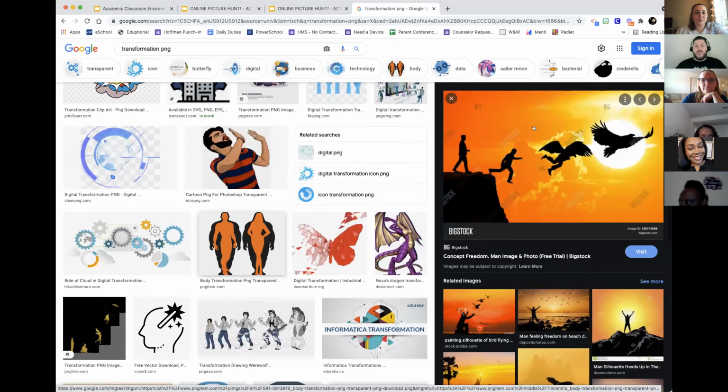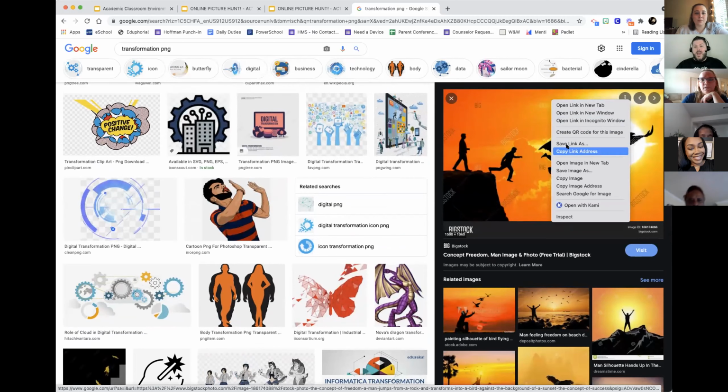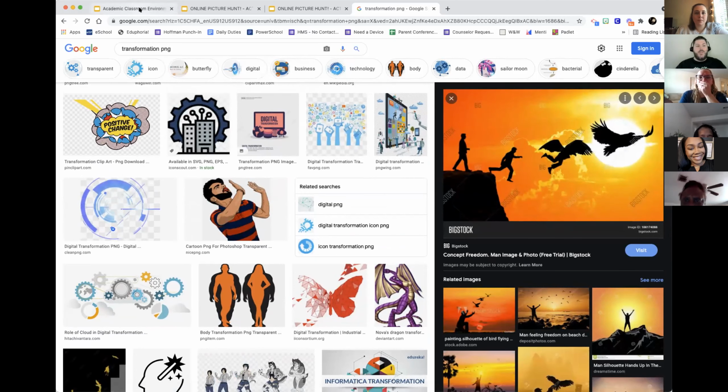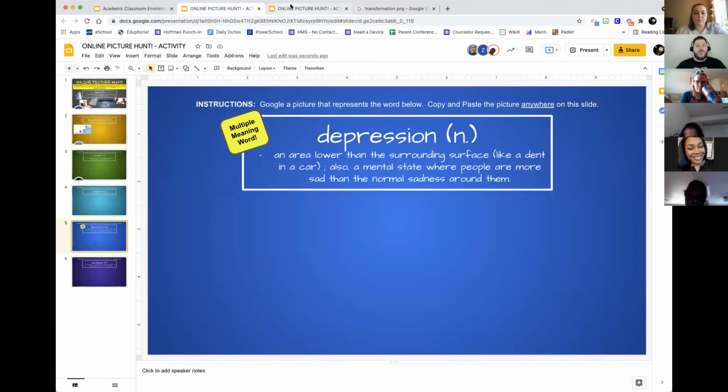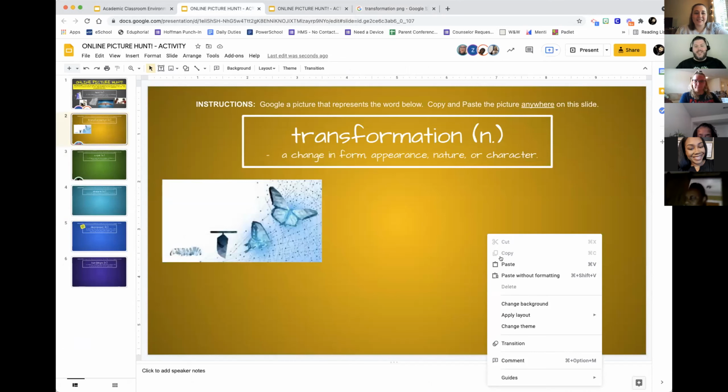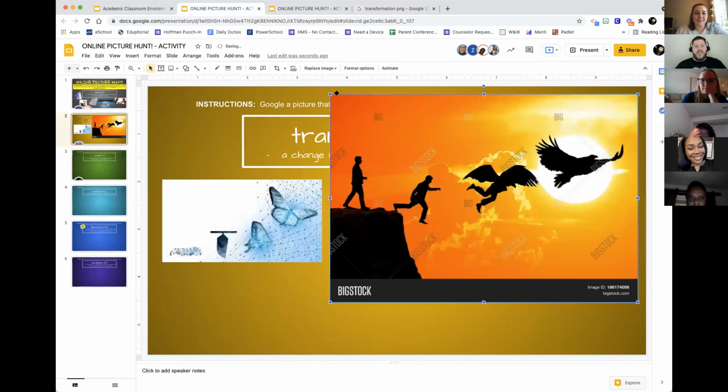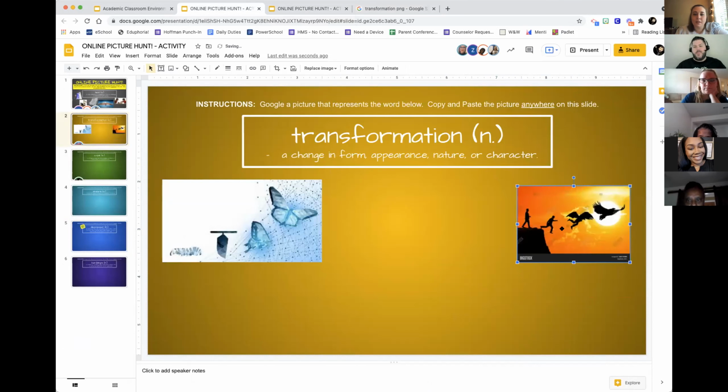So all you would do is right click and then just copy image, and then I'm gonna leave that area. And then paste it. And then you can resize it on the corner. Okay.